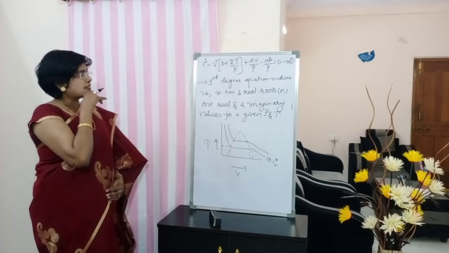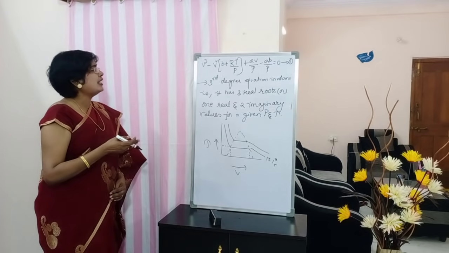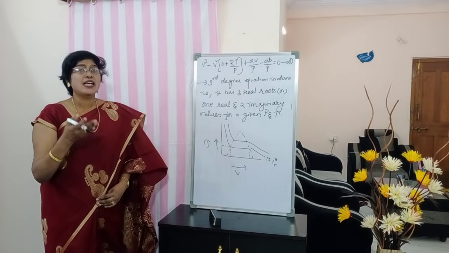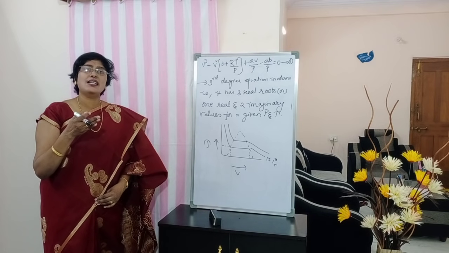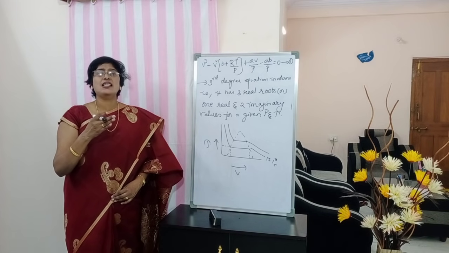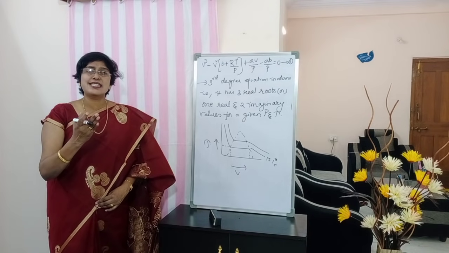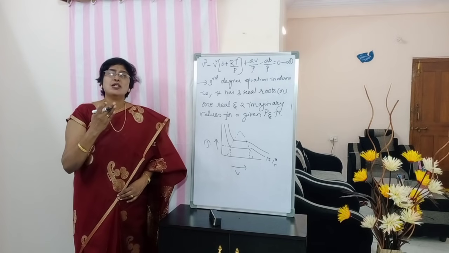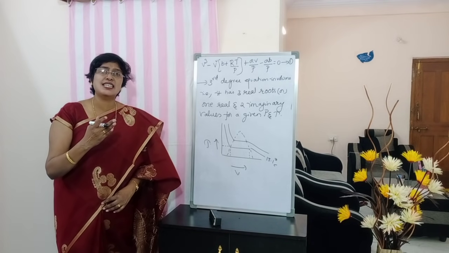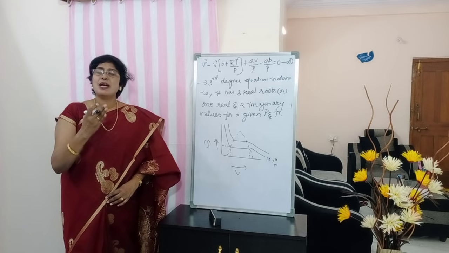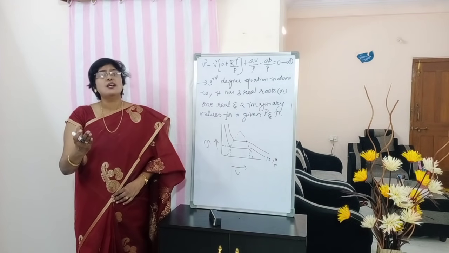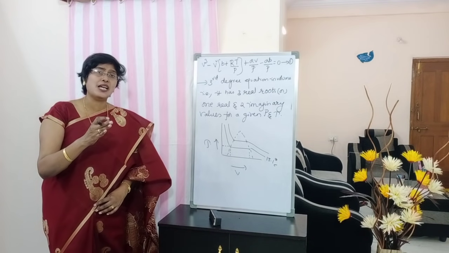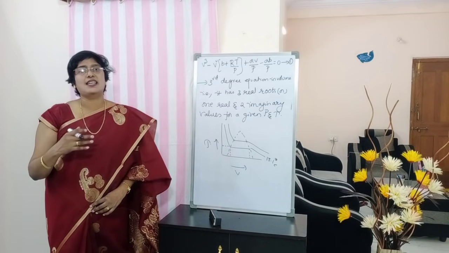Next, below write down. Students, look here. This equation is beginning with V cube. Hence, this equation is called a third degree equation in volume. So, this is mathematical language. What's the meaning of it? Volume has 3 values. It might be 3 real values or 1 real and 2 imaginary values for a given value of pressure at a particular temperature.